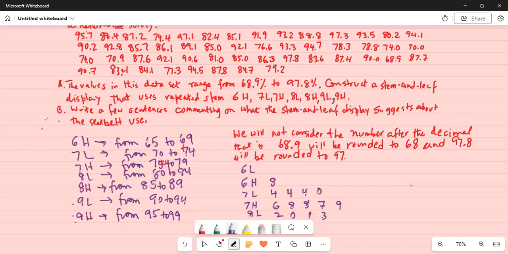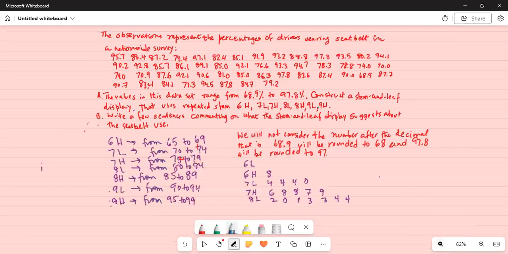Then 87.4 and 87.7 are in 8 highs. Then in the last row, there is an 83. There is an 84. There is another 84. Okay, that's it. So now reduce this a little bit. Okay, now we will do 8 highs.